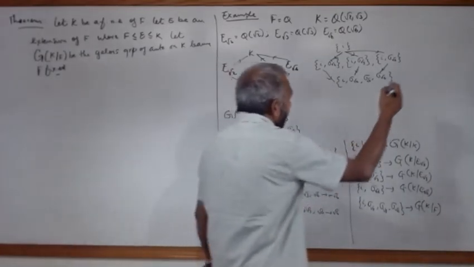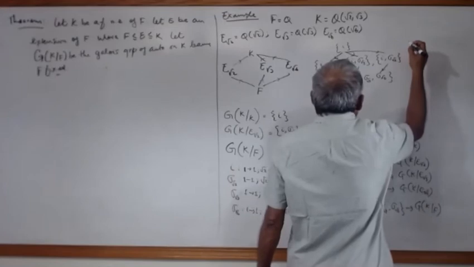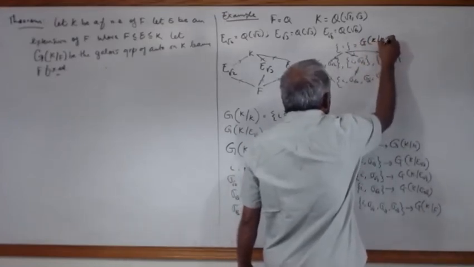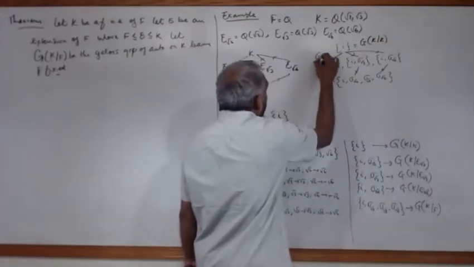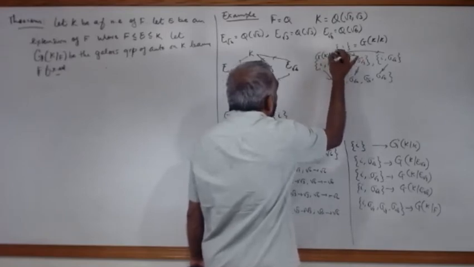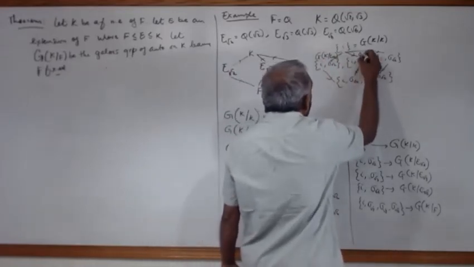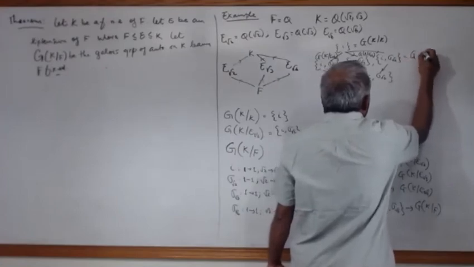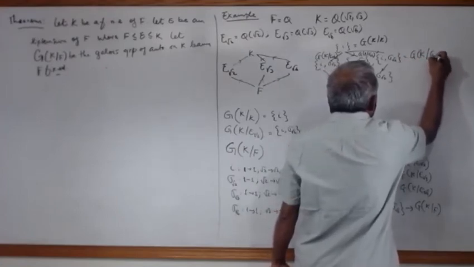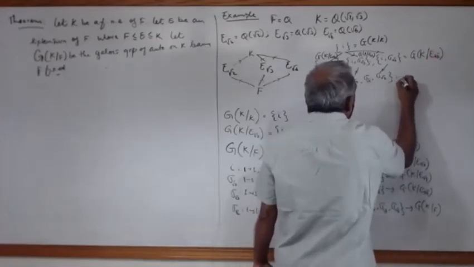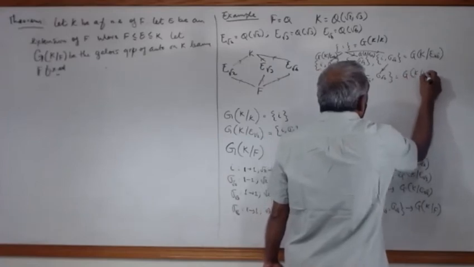So we will write it like this. This is equal to G of K over K. This is G of K over E root 2, this is G of K over E root 3, and this is G of K over E root 6. And this will be G of K over F.